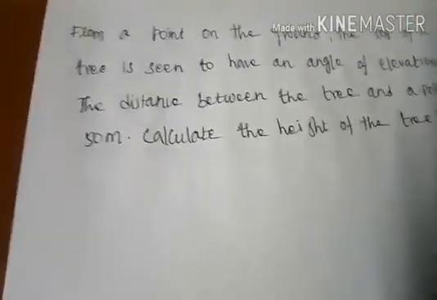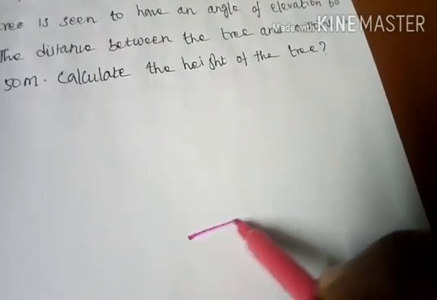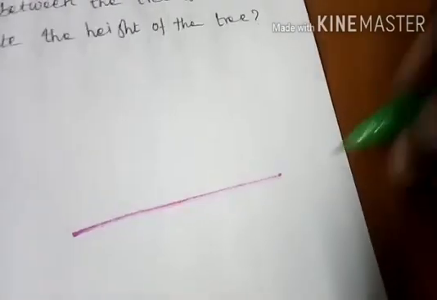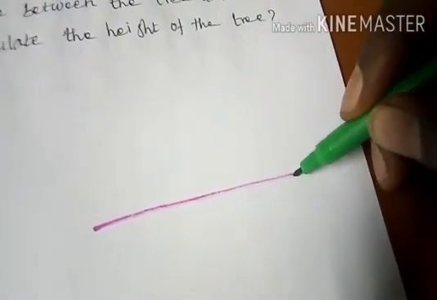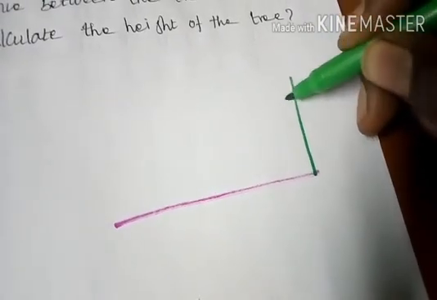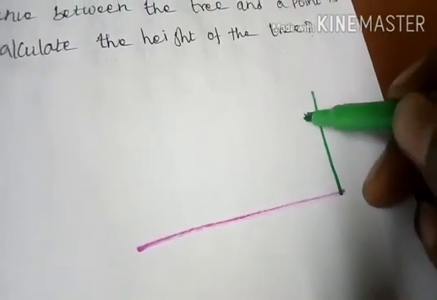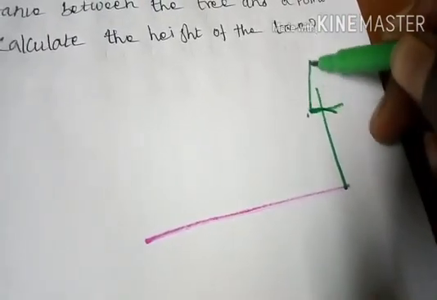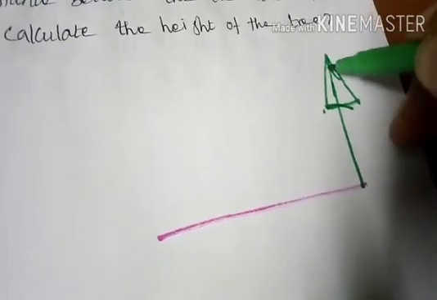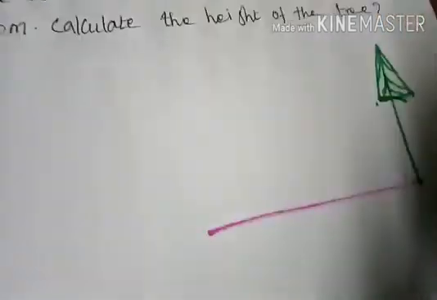First let us consider, this is ground and this is tree. You consider, okay, sorry, my tree is very bad, okay, don't laugh, okay. So this is tree, okay.